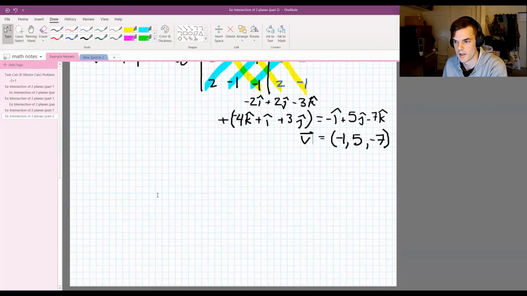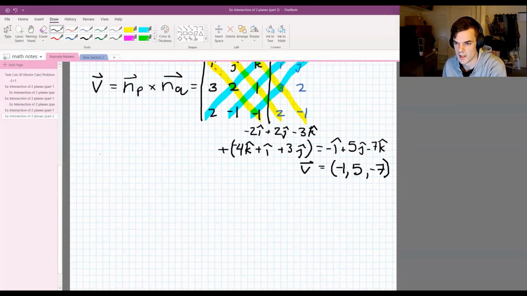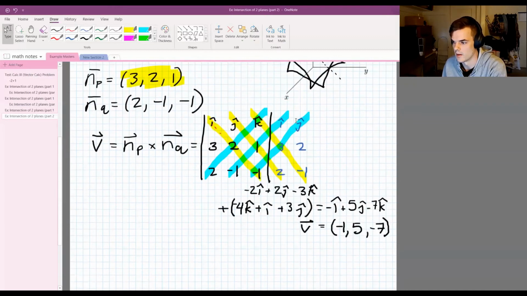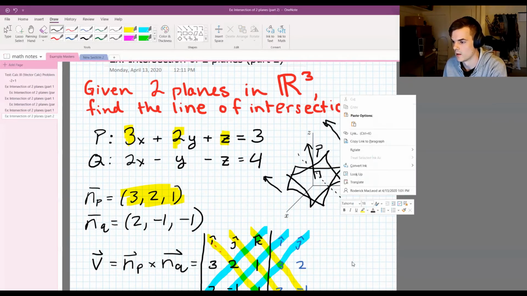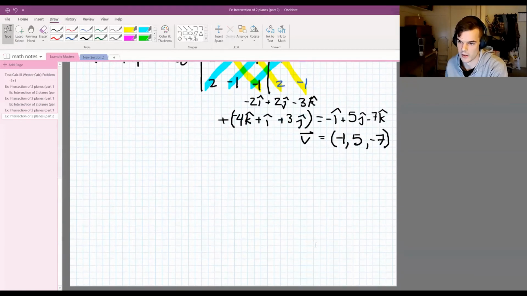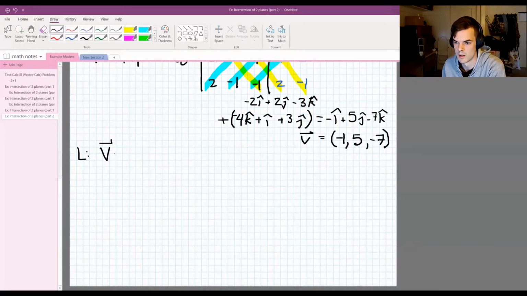So we're actually almost done. The only thing is, if we just leave it as is, it isn't the line of intersection. It's just parallel to it. So it could be any of these lines in 3D space. We actually need to give it a point to start at, to anchor the direction on the line we want. So that's going to be in the form v times a parameter t plus a v naught, which is just some point on the line.